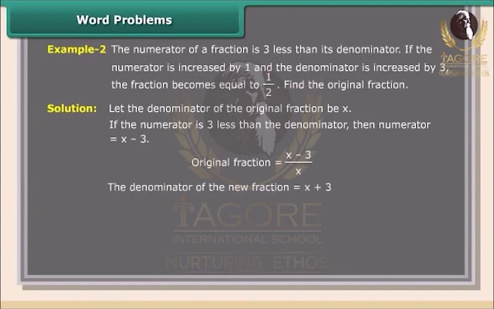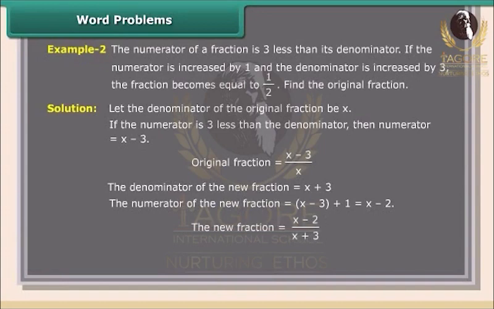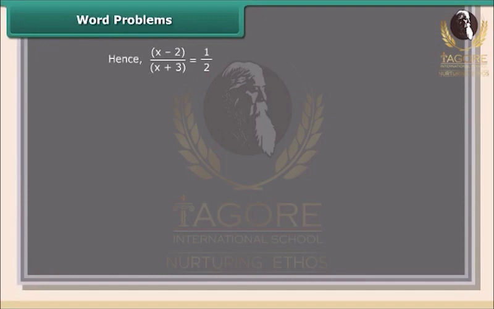The denominator of the new fraction is equal to x + 3. The numerator of the new fraction is equal to x − 3 + 1, which equals x − 2. The new fraction is equal to (x − 2)/(x + 3). The new fraction becomes 1/2. Hence, (x − 2)/(x + 3) = 1/2.